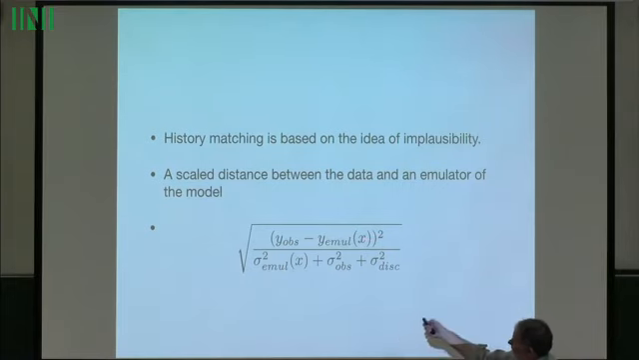and then we scale that by a series of variances. So we have the variance of the emulator, which we know that comes out of the emulator process. We have the variance of the observations, which we probably know because the person we're working with who took the observations told us that. And there's a discrepancy variance that models that bias term that Angela was talking about. The fact that our model isn't correct. Our models are never correct.